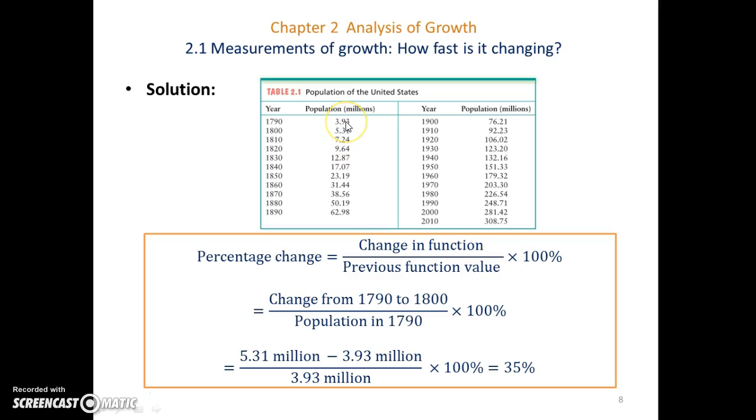We have two different function values here. These are the two values. The previous one is 3.93. To find the change in the function, we take the difference in the adjacent values of the function for the two function values, and divide by 3.93 million. Times 100% is 35% change.